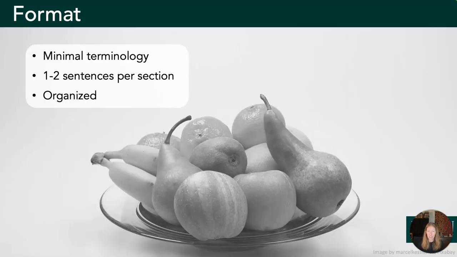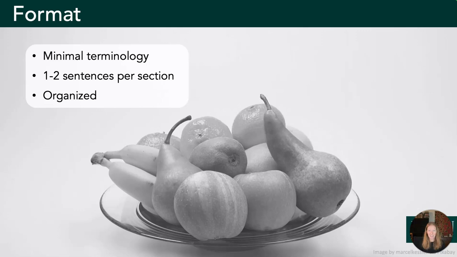The format for this section is, again, you want to use minimal terminology. You want to use that language that is accessible to a wide audience. You want to be very succinct. There's oftentimes a word count for this in publications, scholarly articles. So this really is a time to be very clear and organized in how you're presenting the information, and make sure to be using your APA formatting.